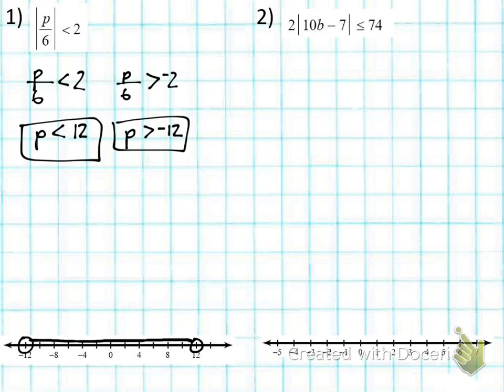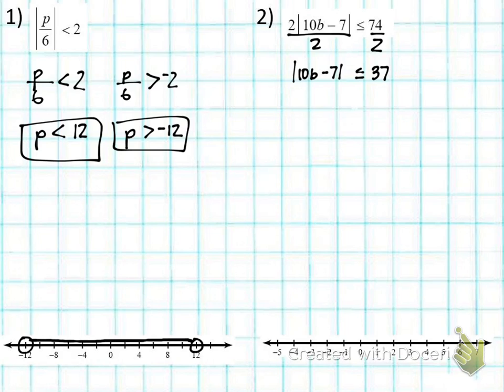Let me do number 2 now. Number 2 is a little bit harder. Okay, first step, isolate the absolute value sign. It's not isolated, so I'm going to have to divide both sides by 2, because I have all of this absolute value sign multiplied by the 2 here, so we're going to do the opposite. Inverse operation, so we got 10b minus 7. This whole absolute value sign is less than or equal to 37.